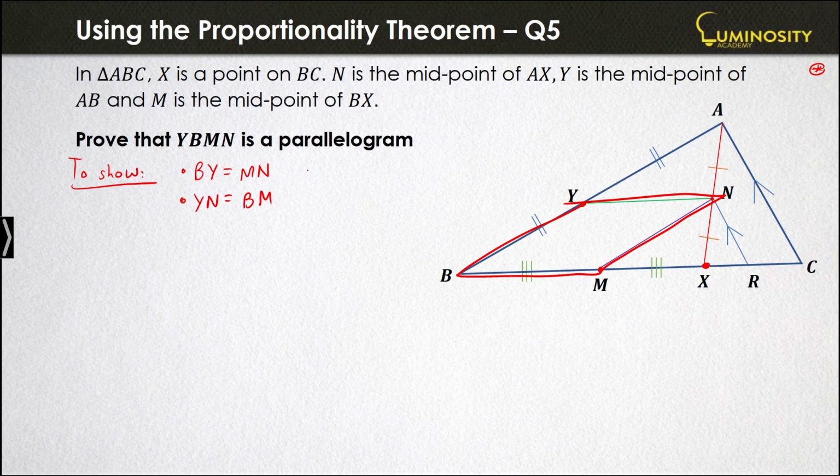And then we also need to show that the opposite pairs of sides are parallel. So we want to show that BY is parallel to MN, and we want to show that YN is parallel to BM. So if we can show all four of those properties, then we can show that YBMN is a parallelogram. So let's have a look at the proof.